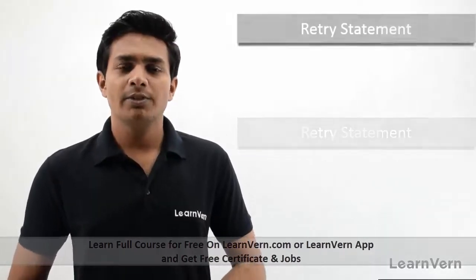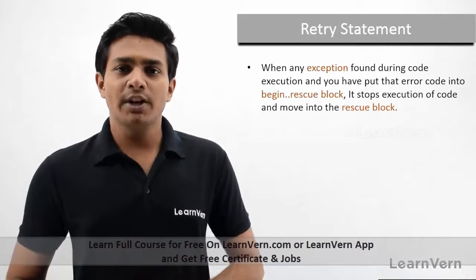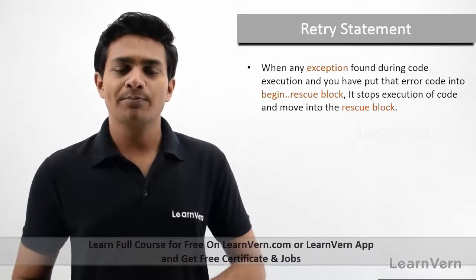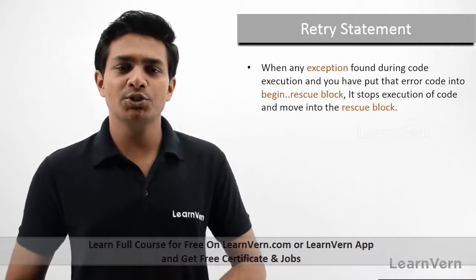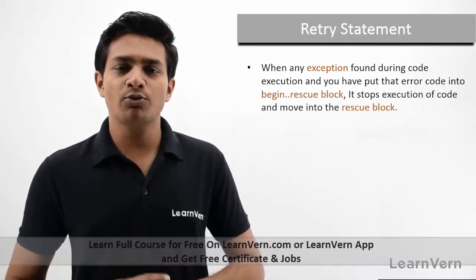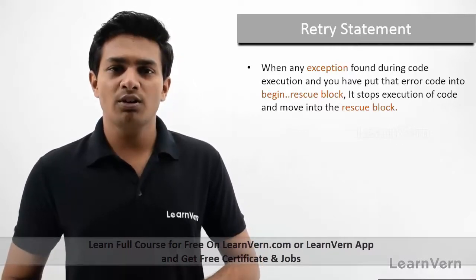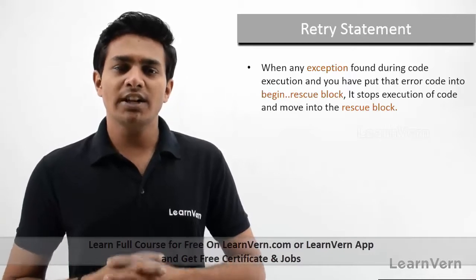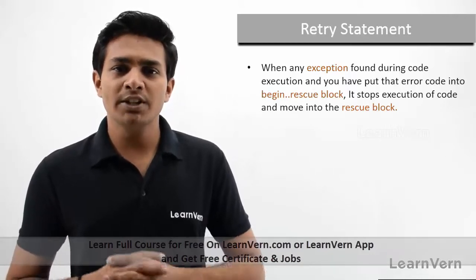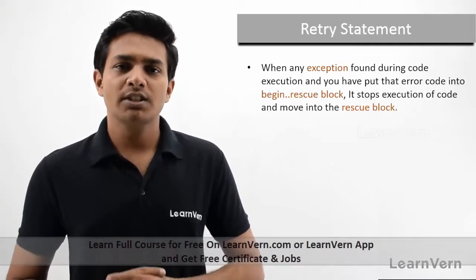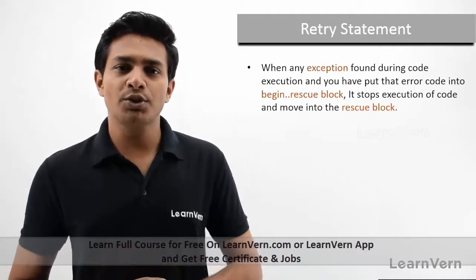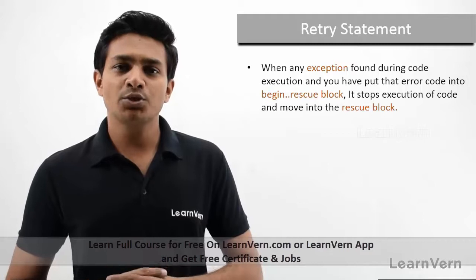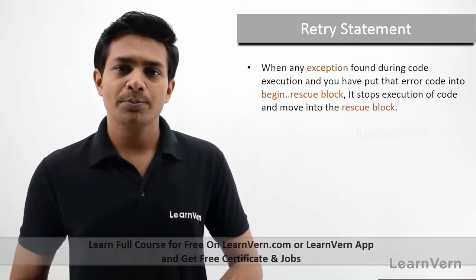Retry statement. Whenever any exception occurs while executing our program, it will terminate our program. So to handle this situation, we put our block of code into a begin rescue block. This will handle the exception and it will not terminate our program. But whenever any exception occurs, our flow of execution will move to our rescue block and it will end the execution.